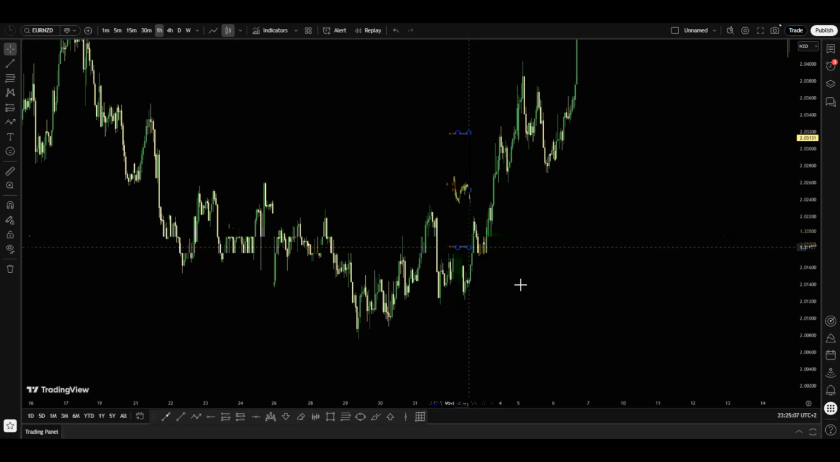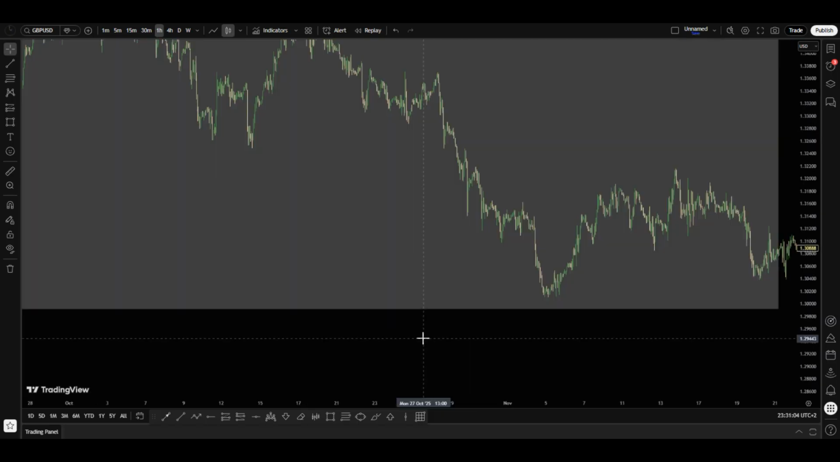Okay, it seems like the error is too large. I'll have to zoom out. So here was our first impulse. It's a bit complex, but I'll try to simplify it for you.